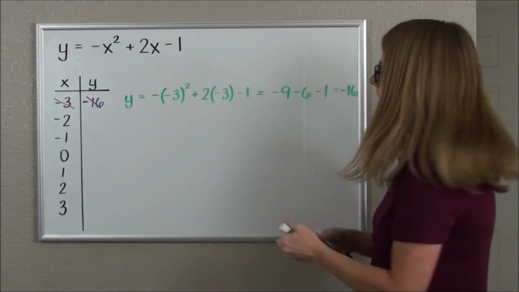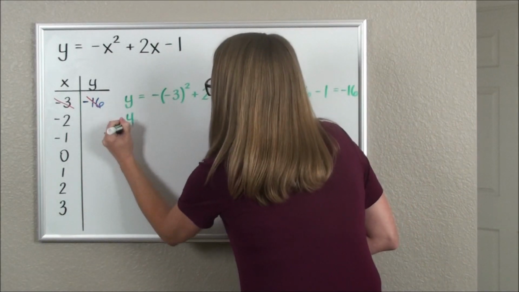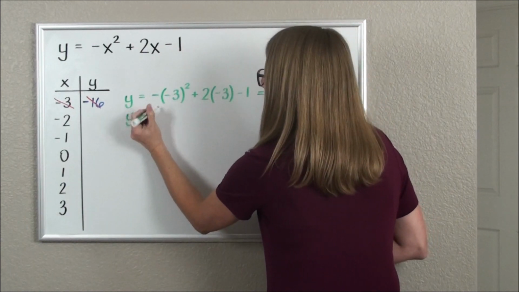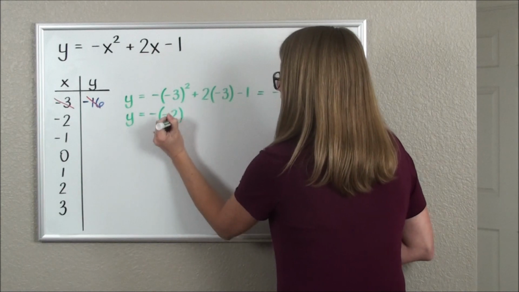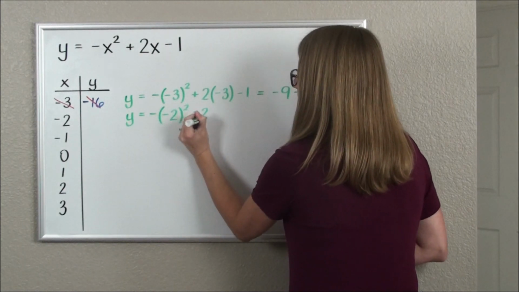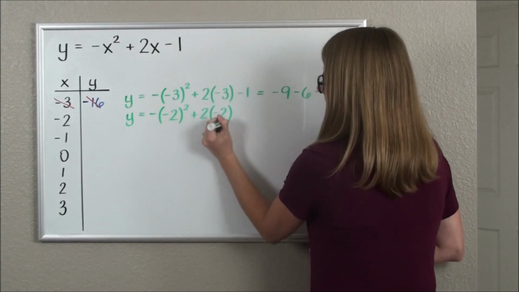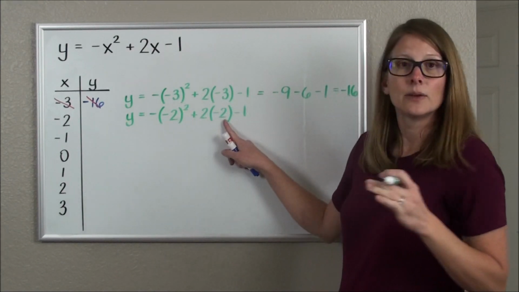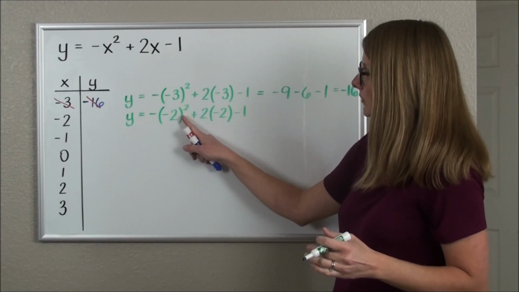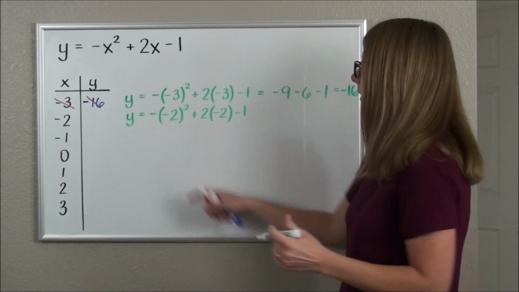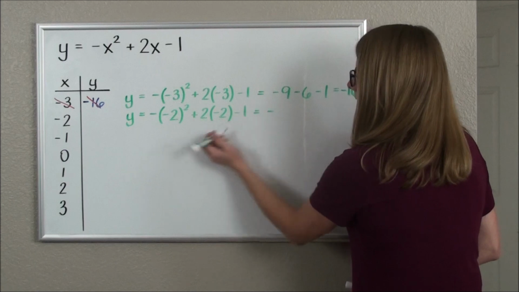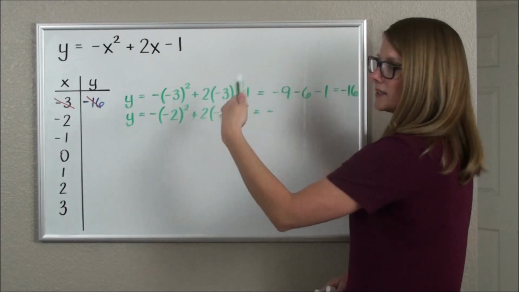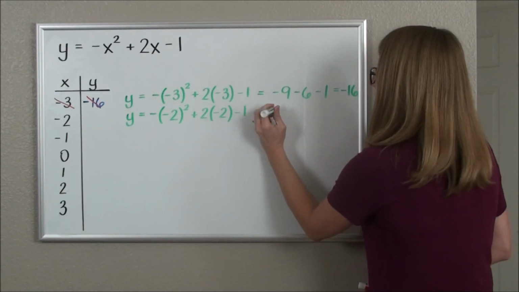Let's go to the next row and see what we've got. Y equals, again plugging in x, this time -2, I have negative x squared plus 2 times x minus 1. So every time I said x, I just plugged in a -2. Again, remember that you have to square before you're allowed to multiply. So I'm going to copy that negative coefficient, but I'm going to square this -2. (-2) squared is -2 times -2, which is 4.